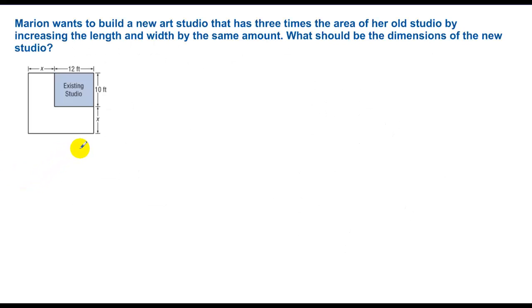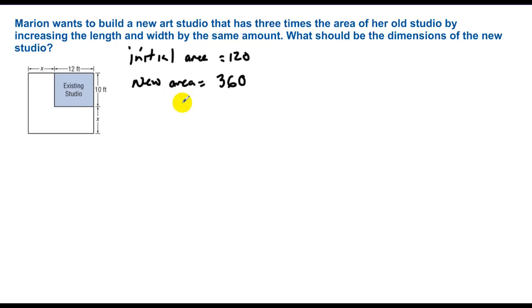So here's a word problem kind of associated with this. Someone wants to build an art studio that has 3 times the area of the old studio by increasing the length and width by the same amount. What should the new dimensions of the studio be? Well, we know the initial area is equal to 120. So the new area has to be 3 times that, which is 360.